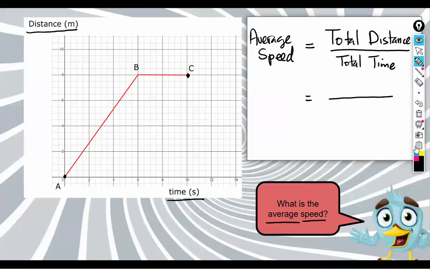According to the formula, to find average speed, we have to take the total distance. Anybody want to tell me what's the total distance traveled by that object? In other words, where is the end of the graph? The end of the graph is C, right? Can you tell me how many meters he went when he reached point C? What was his distance at that particular point? When he reached the end of the graph, what was his distance moved?